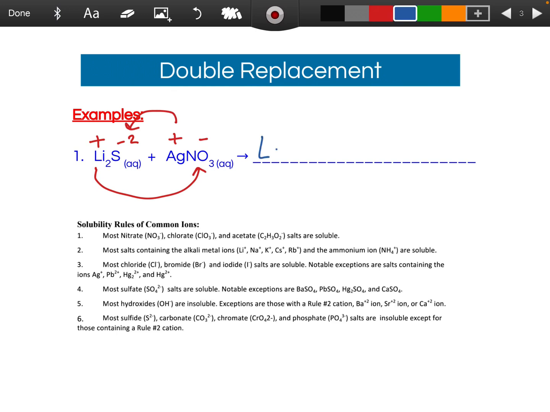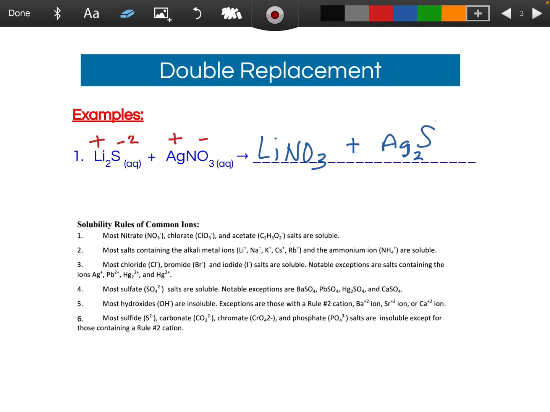So lithium is going to combine with nitrate, and when you form a new compound, you have to go back to the original charges. So lithium is +1, nitrate is -1, so your formula is just LiNO3. And then the second one, silver, which is positive, is going to combine with sulfur, which is negative. Silver is +1, sulfide is -2, so this one will be Ag2S.